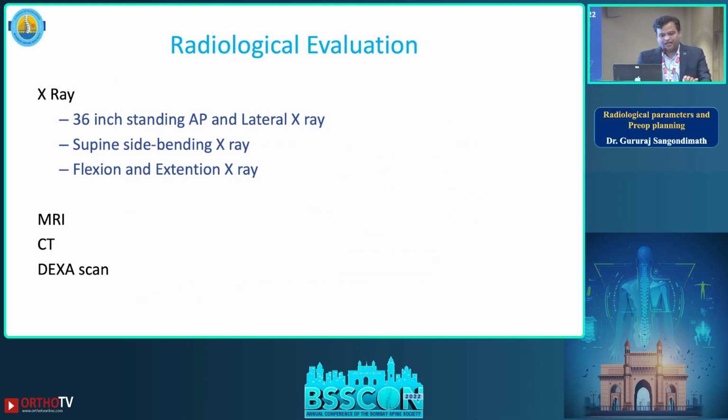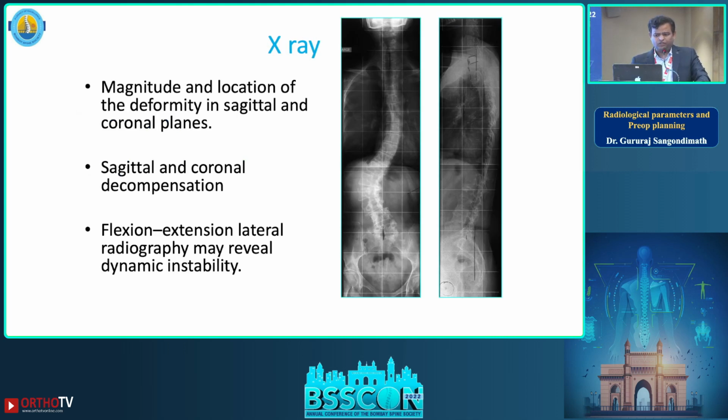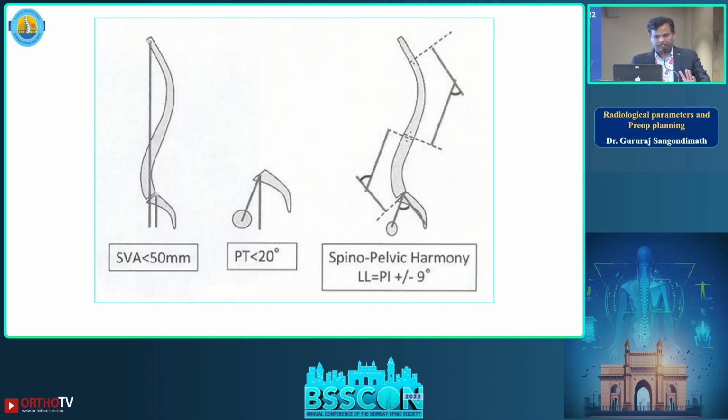Coming to the radiological parameters, you always need 36-inch standing AP and lateral X-rays, supine side bending X-rays, flexion extension X-rays, and if you have a significant kyphosis, maybe push prone X-rays. In X-rays mainly you will see the magnitude of the sagittal and the coronal decompensation. Basically the main aim in adult spinal deformity is to correct the sagittal imbalance rather than the coronal imbalance. And you have to do dynamic X-rays and side bending X-rays to see how much correction you can achieve.